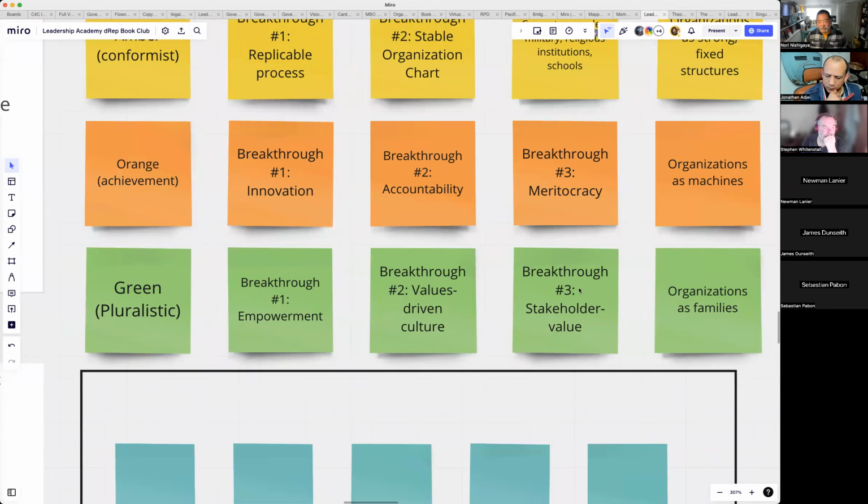And its three breakthroughs are empowerment, values-driven culture, and stakeholder value. And it really sees organizations as families. So this is kind of that next level where you see a lot of corporations now looking to empower their employees and giving them the ability to make decisions.